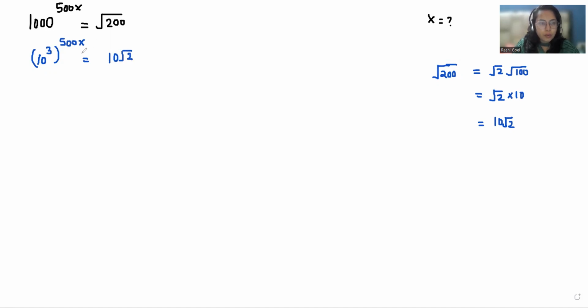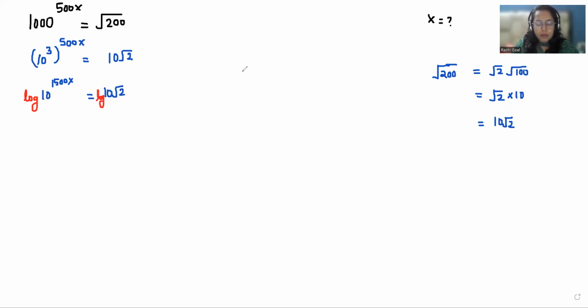I'm taking log both sides. First multiply with the power. So 10 power 1500x is equal to 10 root 2. Now log both sides. So log 10 power 1500x is equal to log 10 root 2.